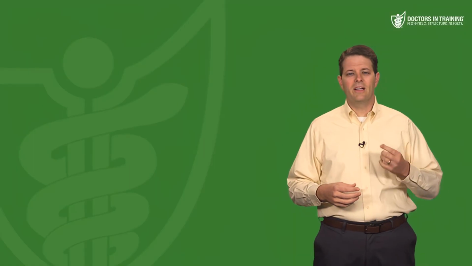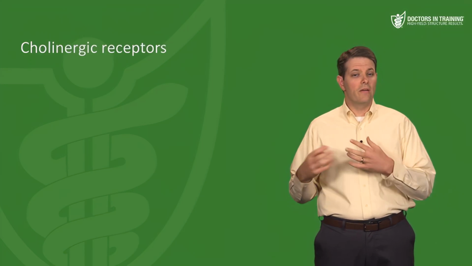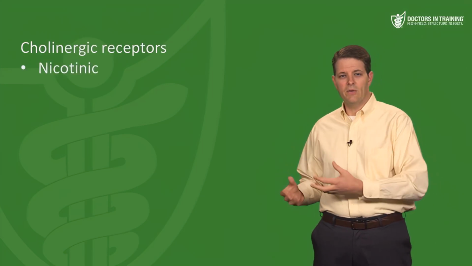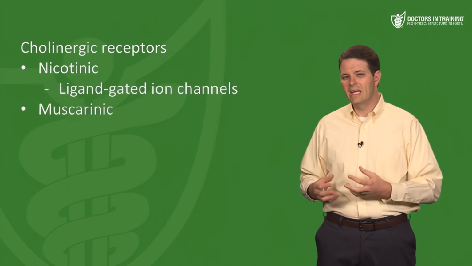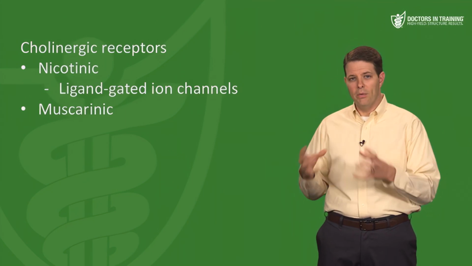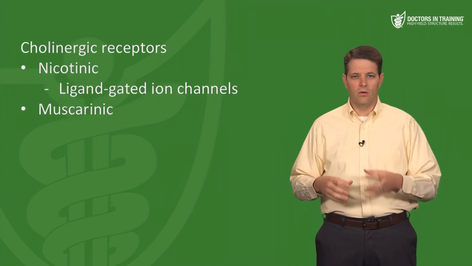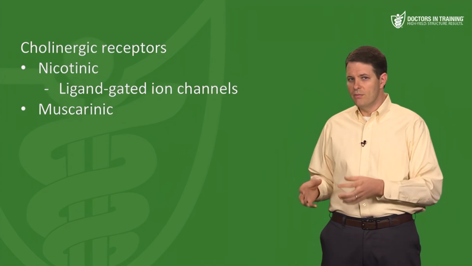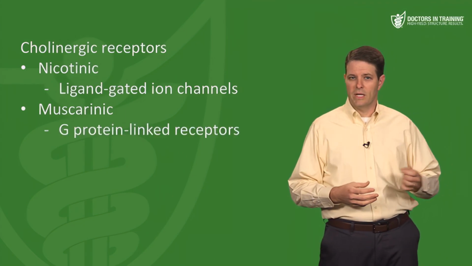So let's review some different classes of receptors and what downstream effects they have, starting with cholinergic receptors. Remember, there are 2 flavors of cholinergic receptors, nicotinic receptors and muscarinic receptors. Now, nicotinic receptors are ligand-gated ion channels. Acetylcholine binds to the receptor and the ion channel opens up and it lets cations like sodium and potassium enter the cell. So, nicotinic receptors don't use G-proteins. But the muscarinic acetylcholine receptors are G-protein linked receptors.